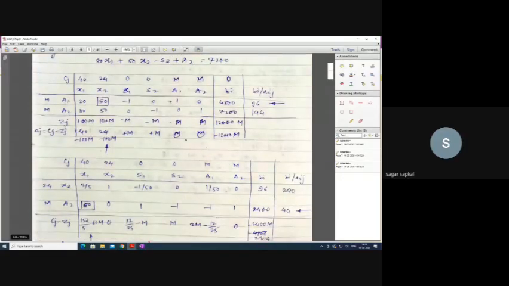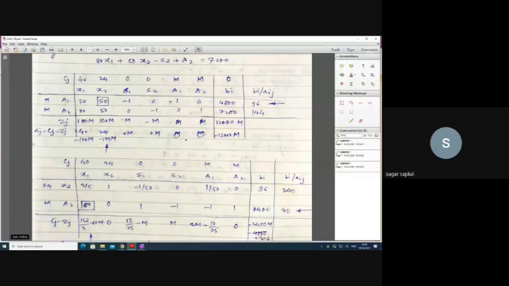Now tell me, is the big M method simple or is the two-phase method simple? We solved the same problem by both methods. Which is the simple method according to you? Two-phase method. Yes, okay. The two-phase method seems to be simpler.